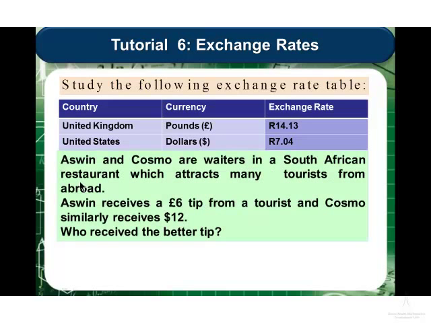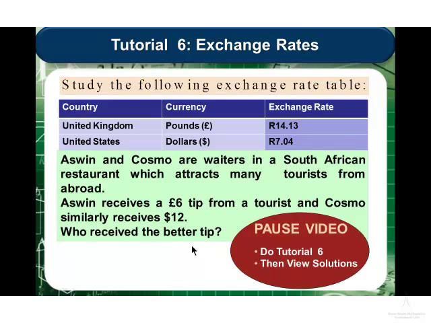The following problem then. Ashwin and Cosmo are waiters in a South African restaurant which attracts many tourists from abroad. Ashwin receives a tip of £6 from a tourist, and Cosmo similarly also receives a tip of $12. The question is, who received the better tip? At this point in time, I suggest that you pause the video, do tutorial 6, and come back and have a look at the suggested solution.